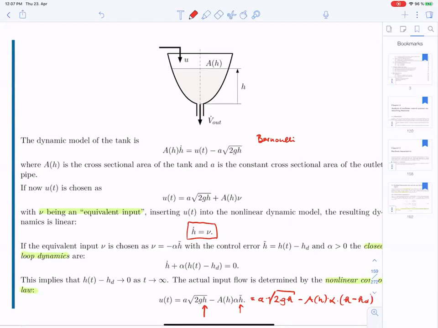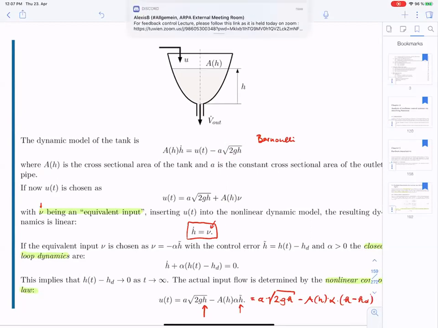So what does this mean? Why do we proceed in the way we did it here? We call nu a so-called equivalent input. Why is this so? Because it appears here on the right-hand side and tells us what h dot is going to be. This is one thing. Secondly, we see that we got rid of those nasty nonlinear terms, namely the nonlinear cross-section and this so-called outflow term. So how did we achieve it?